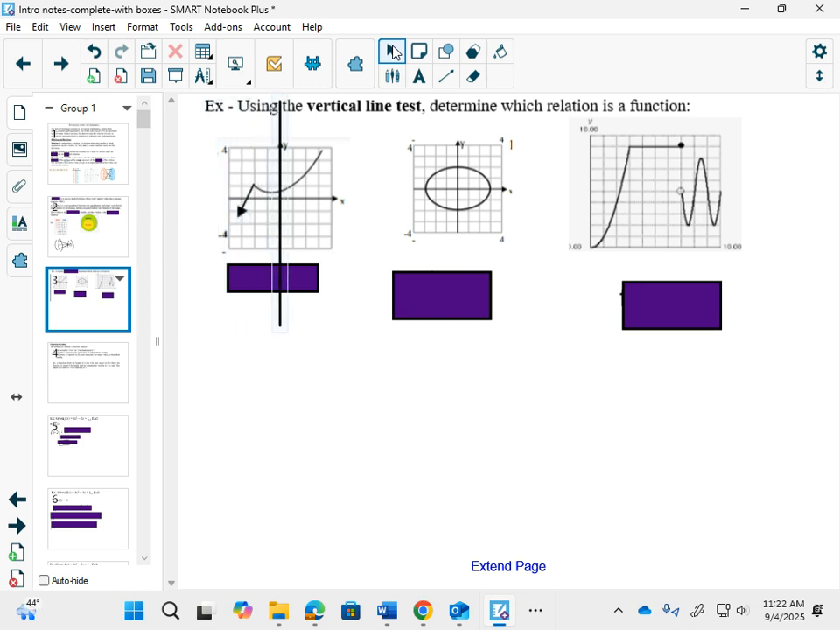Here the x value is 0. Is there only one point that it hits? Yes. Then at that point, it's a function. But in order for the whole thing to be a function, you have to go from left to right and never hit more than once. So this first one, would it be a function? Yes. Because no matter where I draw this vertical line, I never hit more than one point.